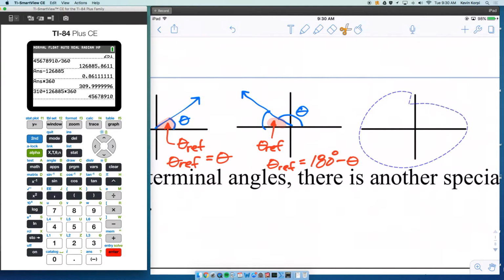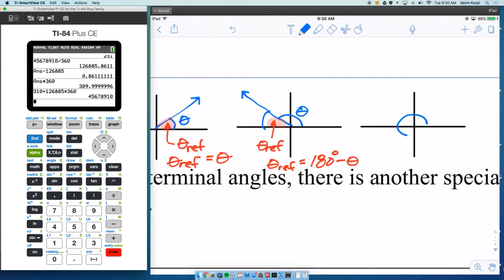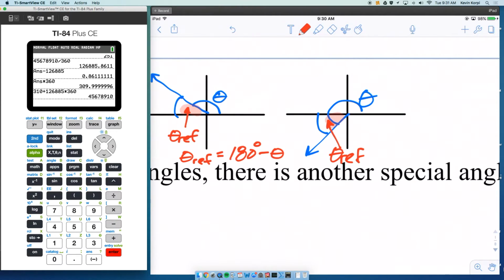Number 3, the third option. What's another quadrant in which theta could terminate? 3, yeah. So there's theta. It's between 180 and 270. But the reference angle is going to be that positive acute angle between the terminal ray and the closest x-axis, not the y-axis. So here is your theta ref. Is it the same as theta? No. But how can you find it? The reference angle will be what?